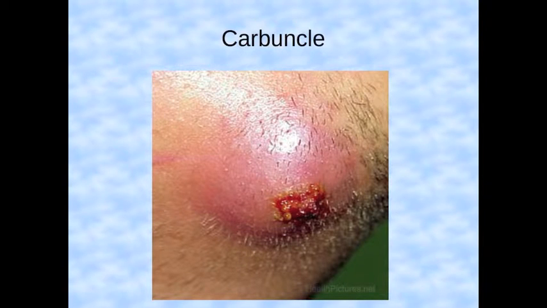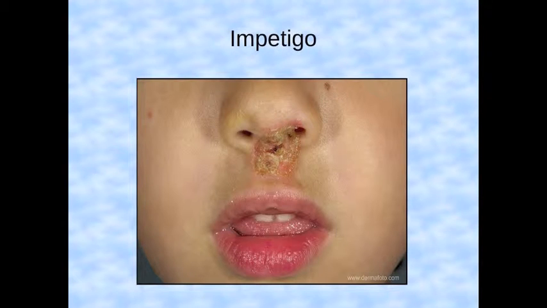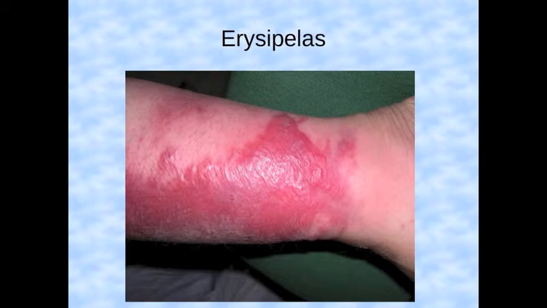So I'm going to show you a couple pictures here. This is a good example of a carbuncle. You can see there are several follicles involved in this. It makes a nice big cluster of swelling and pus. Here's impetigo. It's pretty classically presented in kids. See the honey-colored crusts there. Erysipelas, you see this is really nice, big, swollen, red, and it looks squishy.